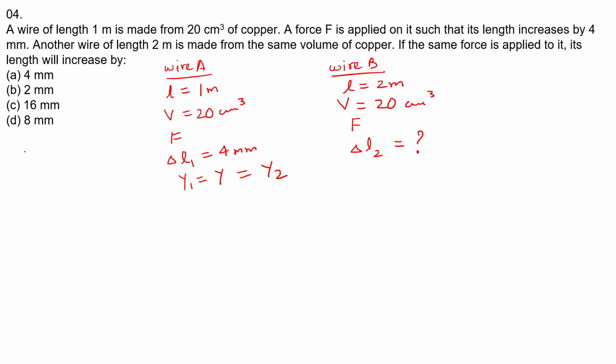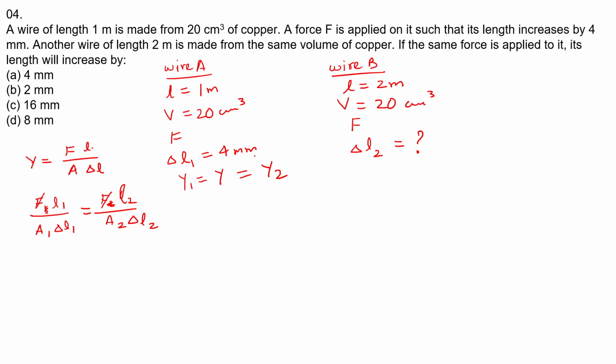Now since the Young modulus is the same, and we know Y is defined as force per unit area, L by delta L, so for Y1 and Y2 they are the same. What I want to write is F1 L1 by A1 delta L1, because Y1 is equal to Y2, and putting the formula, F2 L2 divided by A2 delta L2. Since the same force is applied, this is the same, so this will get cancelled, and L1 is 1 meter.